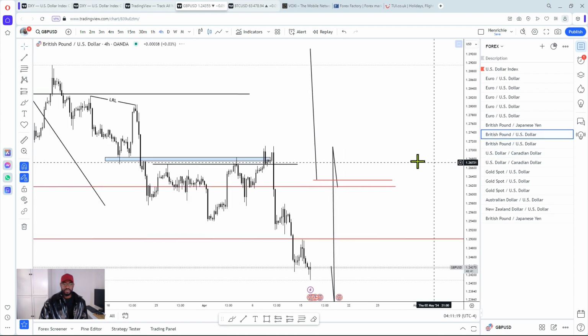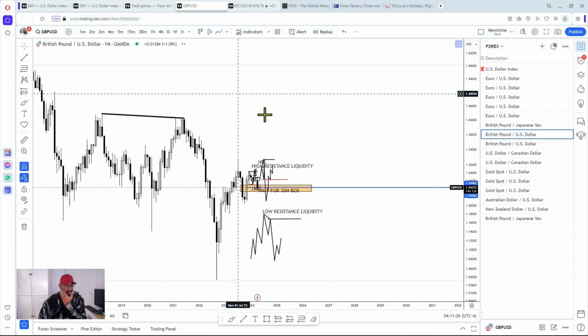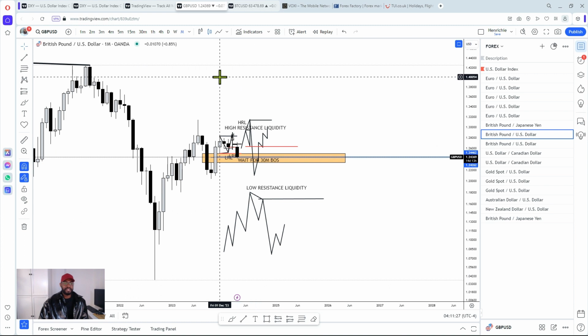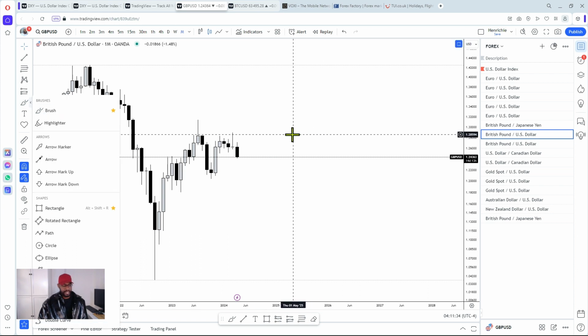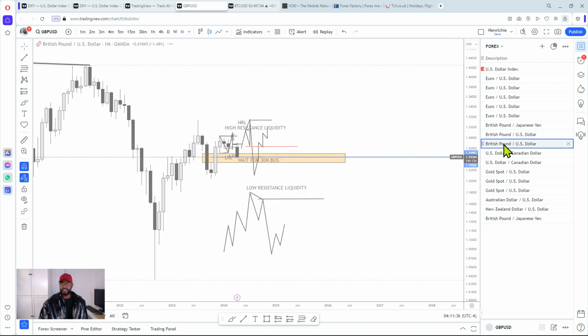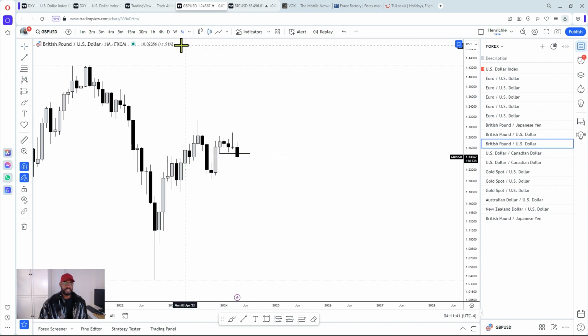So the next one, we're going to look at British pound US dollar. So what I'm looking for in British pound US dollar. So far, you can see I outlined the inefficiency I'm watching on British pound US dollar, which is this key level, and price mitigated that position. I'm going to use a different chart for this. So as you can see, price mitigated that inefficiency.